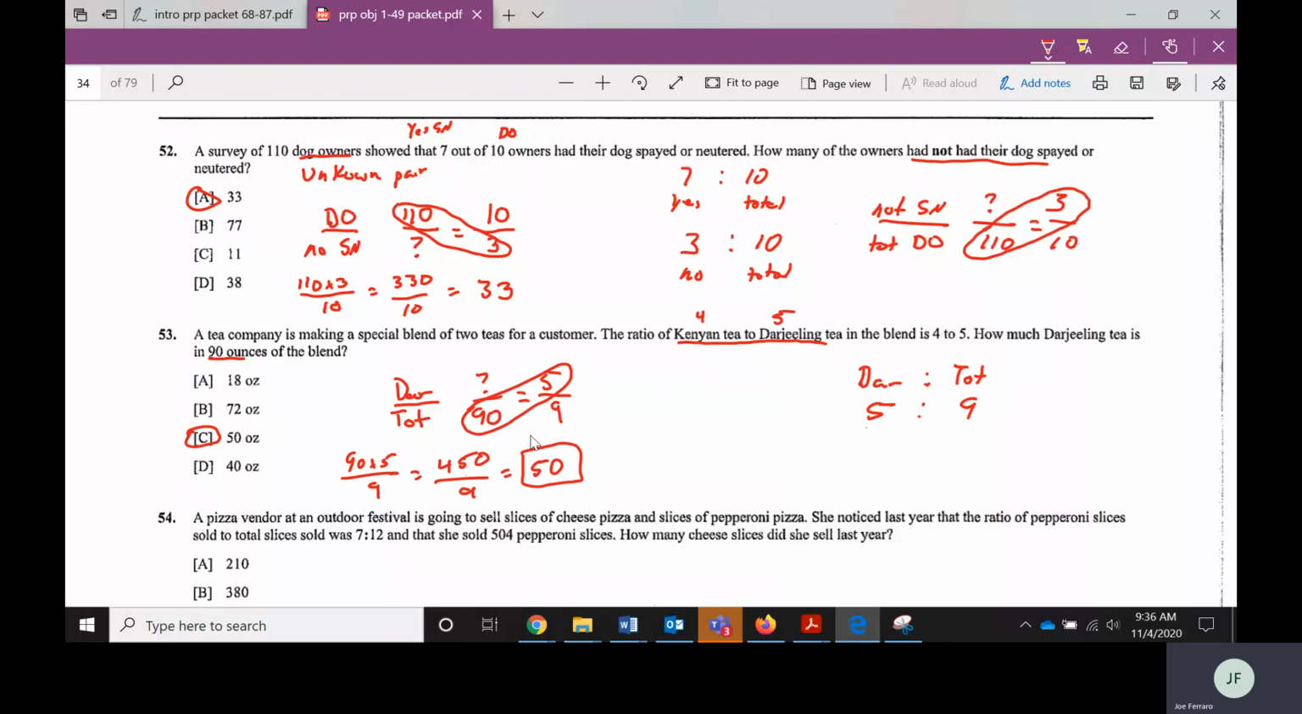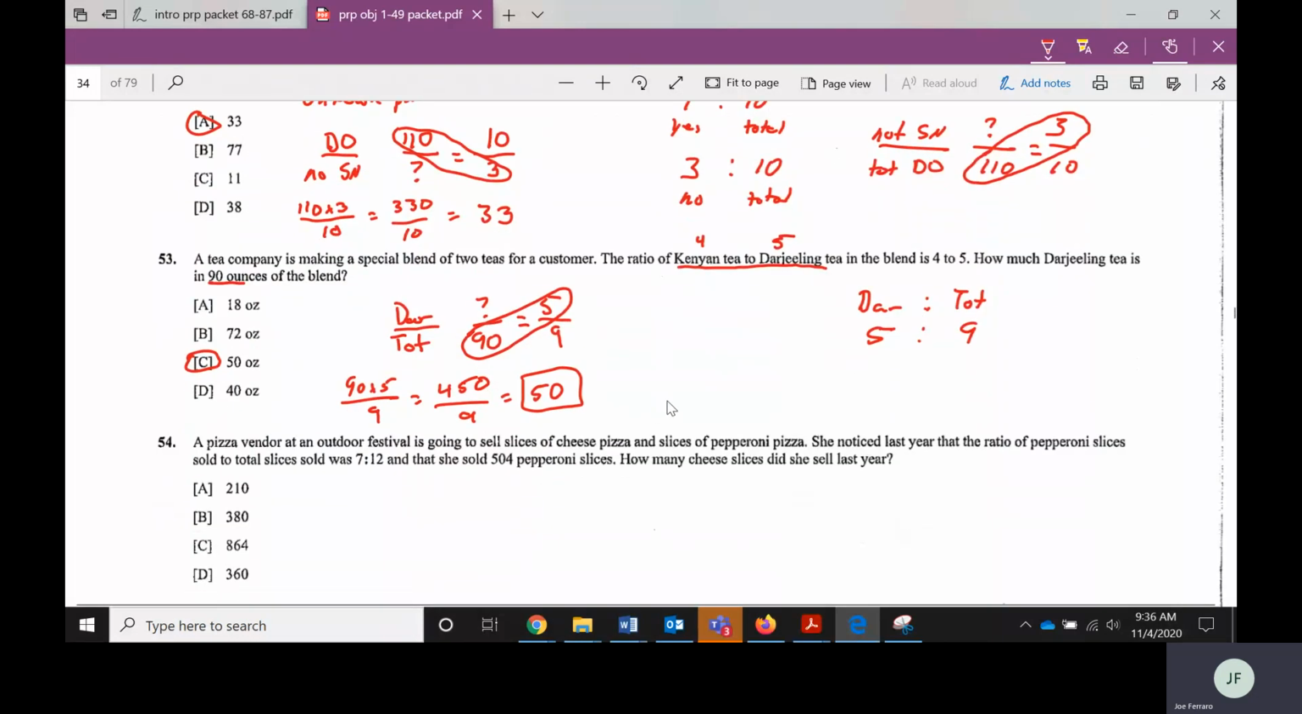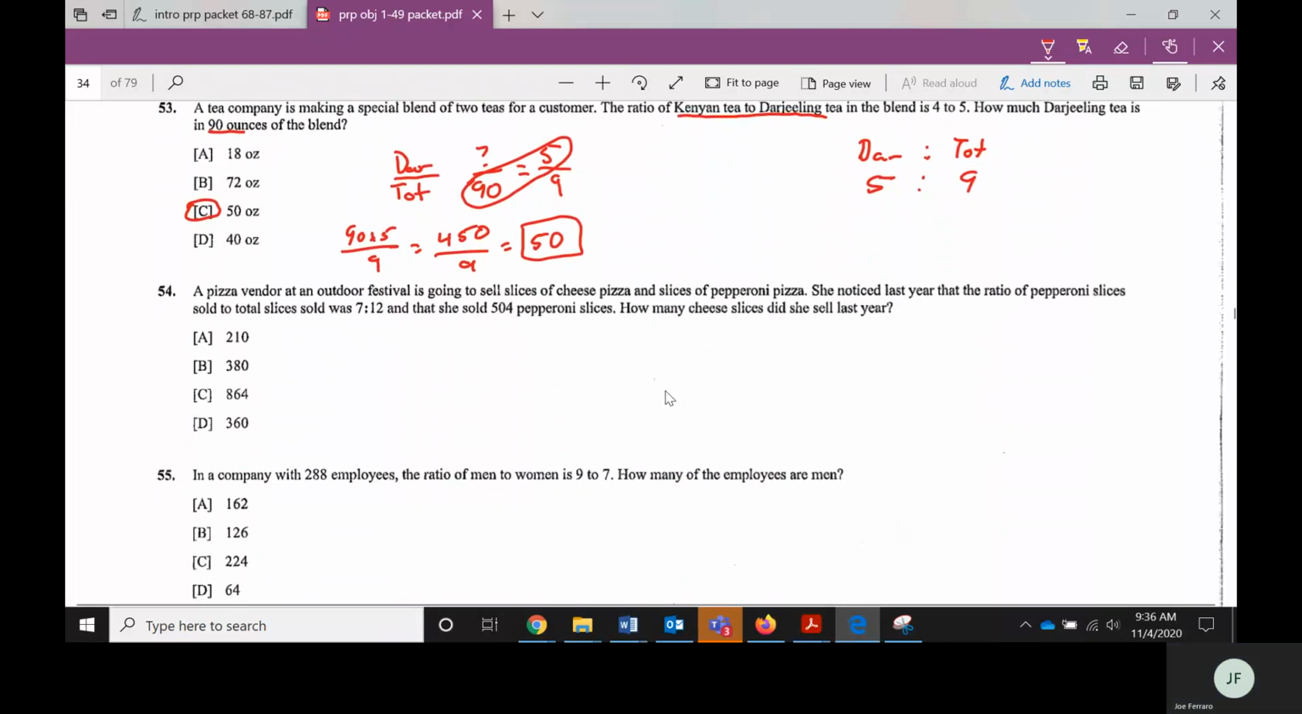Okay, so the stuff they give you in each of these, we'll do a few more here. The stuff they give you in each of these problems might be a little different, but the process is going to be the same. Okay, so let's do another one. Make sure we follow this process. 54, a pizza vendor at an outdoor festival is going to sell slices of cheese pizza and slices of pepperoni. She noticed last year the ratio of pepperoni slices to total slices was 7 to 12. So this is pepperoni to total. And that she sold 504 pepperoni slices. How many cheese slices did they sell last year?